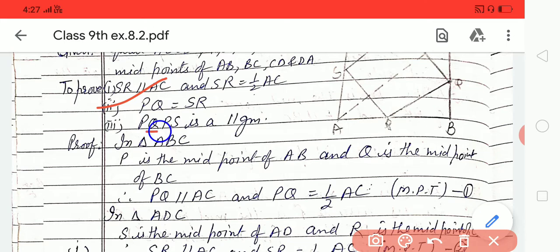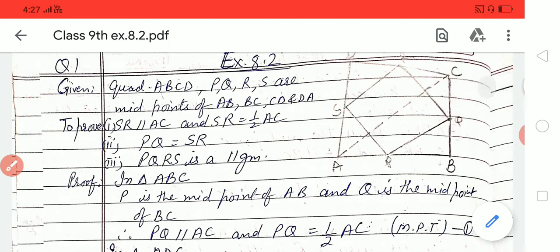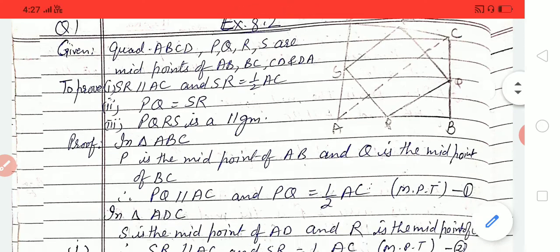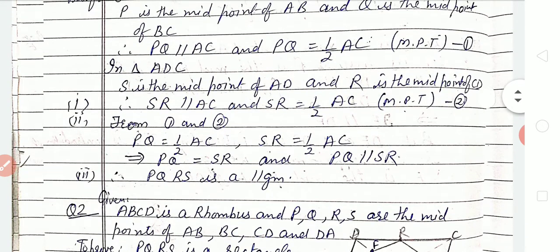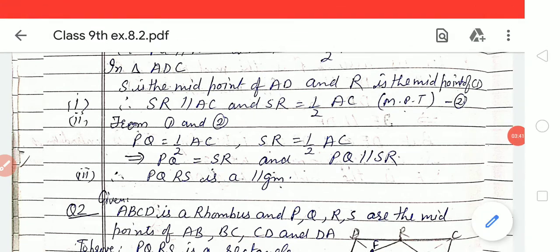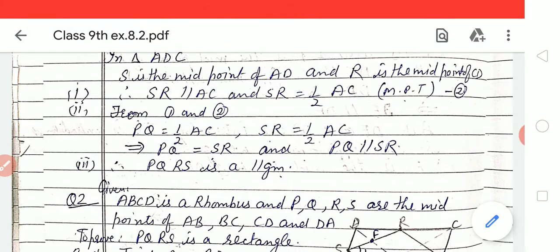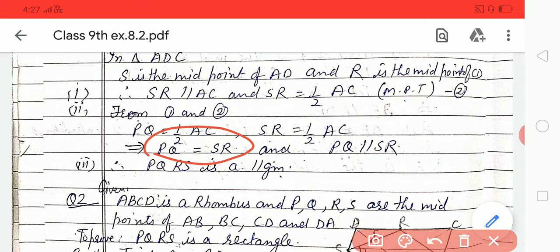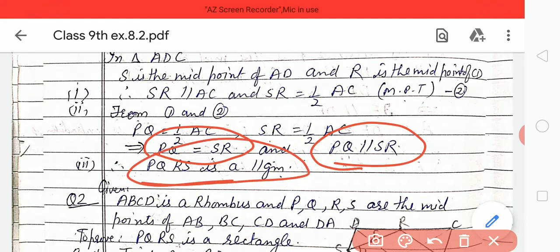Now for the third point we have to prove that it is a parallelogram. You know that for the condition of a parallelogram we need to prove that the opposite sides are parallel. So come to the third part. You have proved PQ is equal to SR and also PQ is parallel to SR. According to the condition for a parallelogram, we need one pair of parallel and equal sides, so that the other pair will be parallel and equal. So PQRS is a parallelogram.